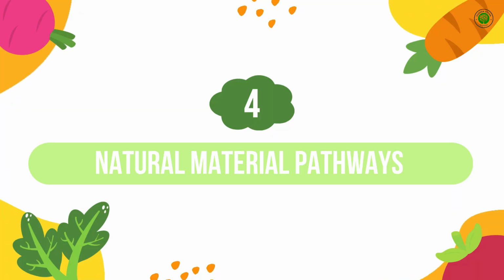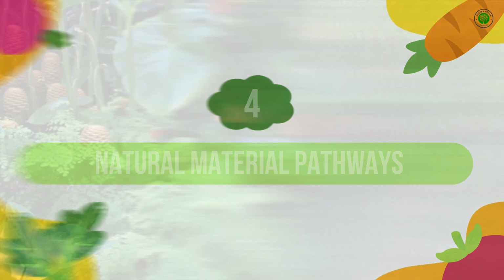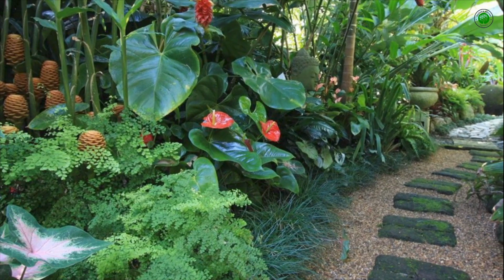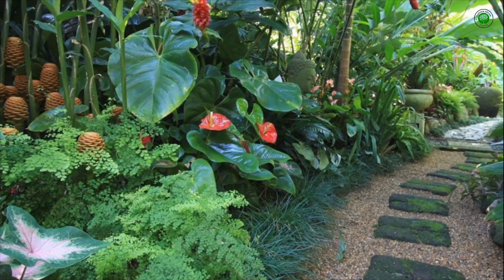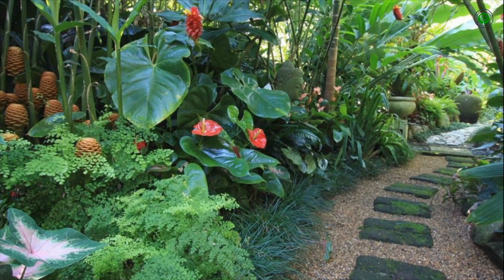4. Natural material pathways. Use materials like stepping stones, gravel, or wooden planks for pathways that meander through the garden. These natural elements complement the organic feel of a tropical design. Consider a winding path made of flagstones bordered by lush foliage.